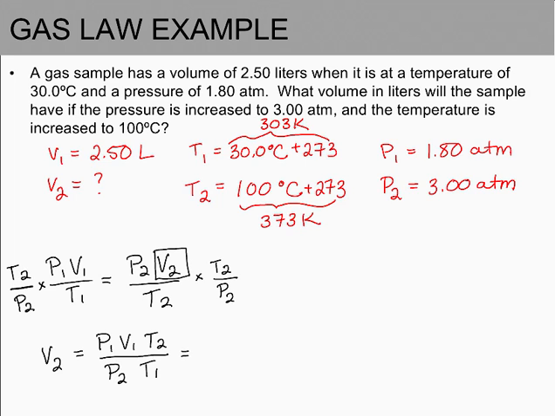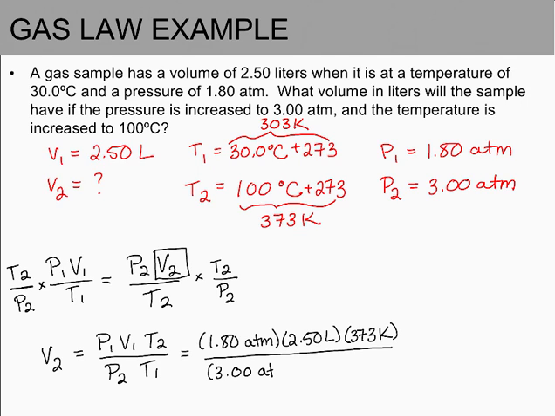That's a lot. Okay, so let's plug in all of our values. So we said P1 is 1.8 atmospheres. V1 was 2.5 liters. And then T2 in Kelvin was 373. All right, and then we're going to divide that by P2, which we said was 3 atmospheres, and T1, which we said was 303 Kelvin.